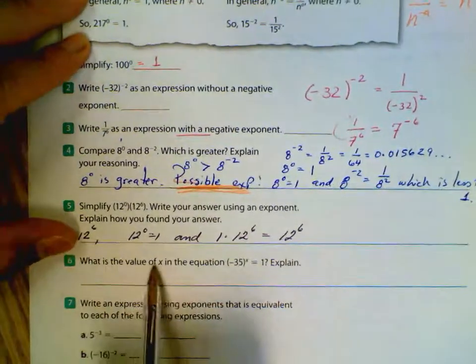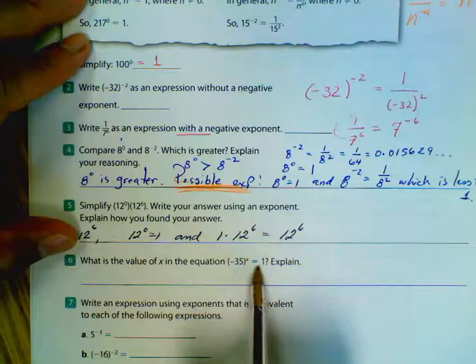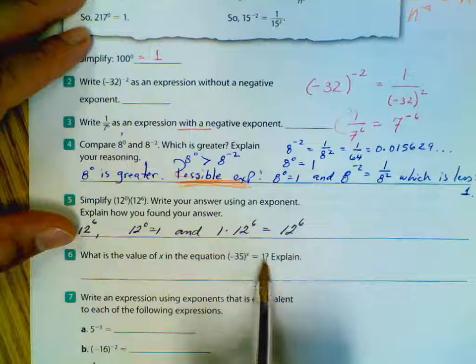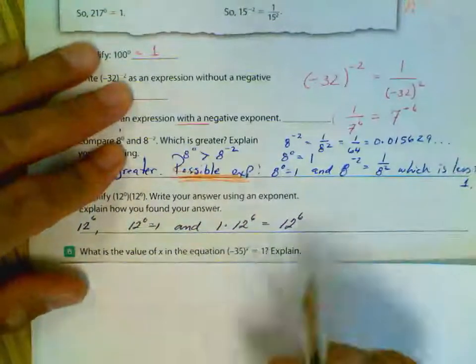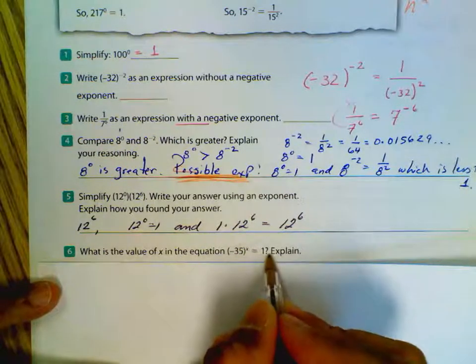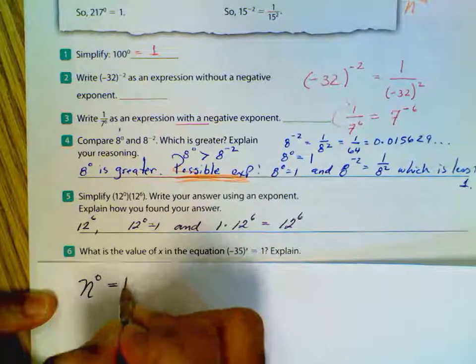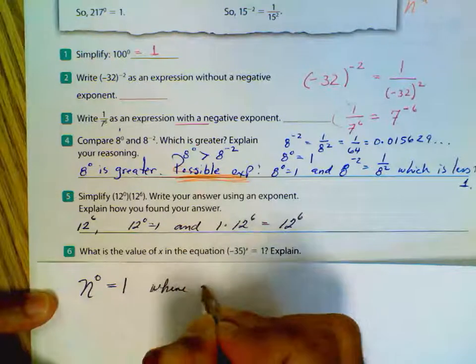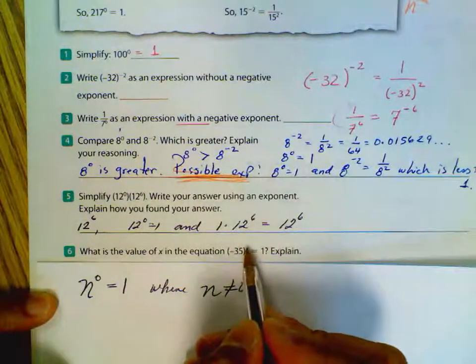What is the value of x in the equation negative 35 to the x power equals 1? You need to explain. I'm going to use the piece of paper again to explain that problem. Remember which property we are using: it doesn't matter the number, but if it's raised to the power 0 it is equal to 1. Remember n to the 0 equals 1, where n has to be different than 0. So that's the property.